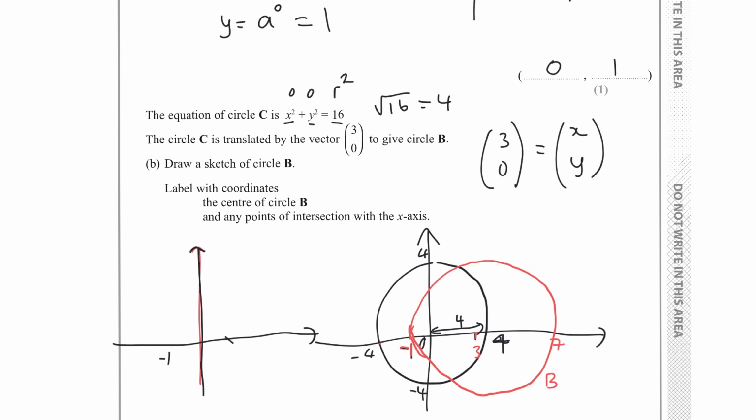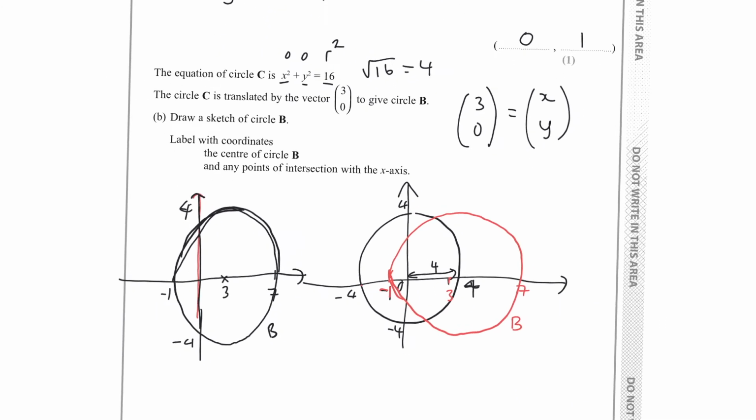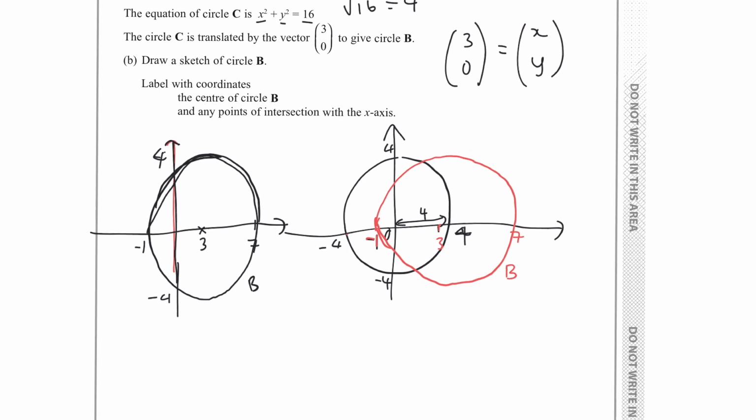So -1, center at 3, 0, still crosses at 4, -4. Sorry, -4, 4. So this is my circle, circle B. I've just drawn it on a separate graph and on the same graph, so you can see that both of the answers are the same. You don't need to do both. You can do either one.